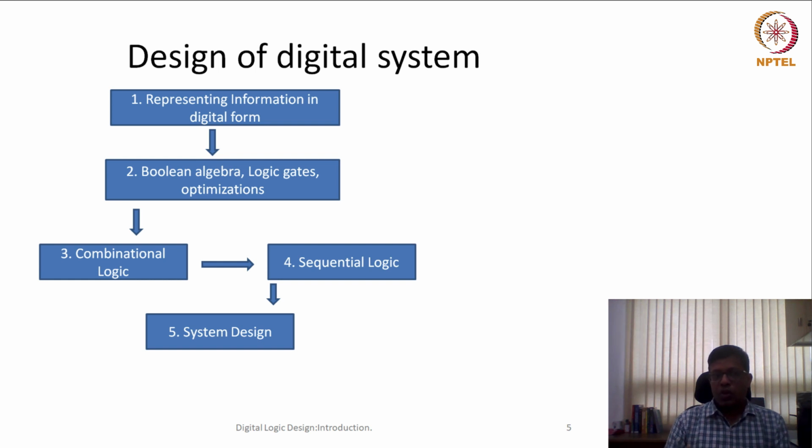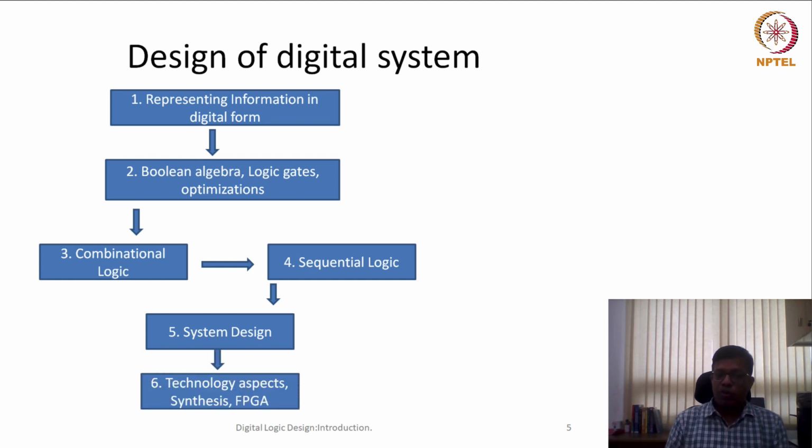But all digital systems are essentially hardware in nature. So in our last module, we will talk about technology aspects. We'll try to synthesize things onto hardware, and the hardware specifically we use here is the FPGA, field programmable gate array. It is a prefabricated chip. On this prefabricated chip, we can configure any digital design, whatever we have designed during the course.